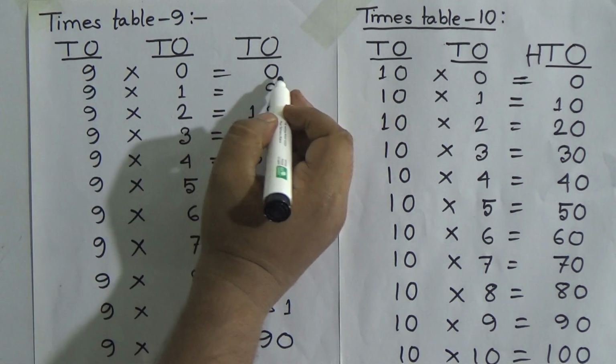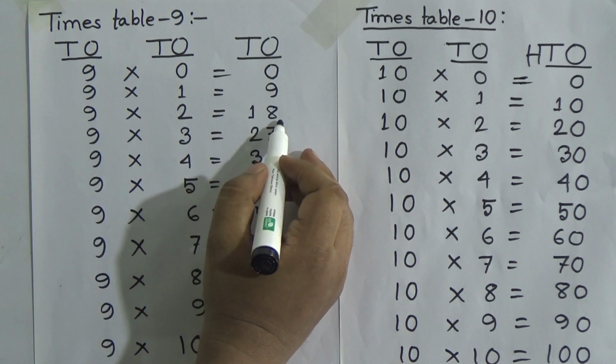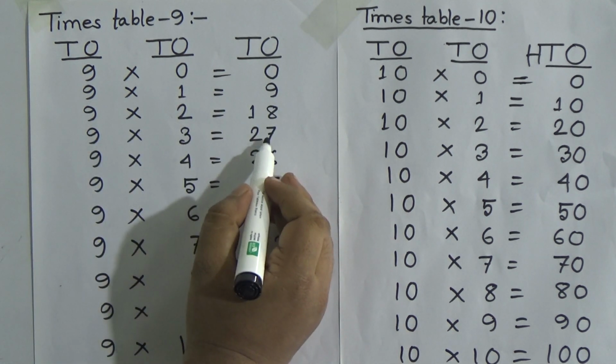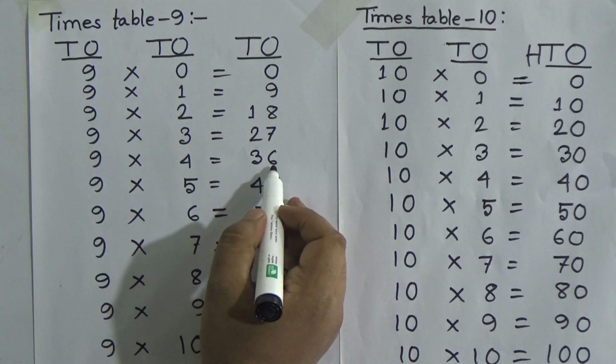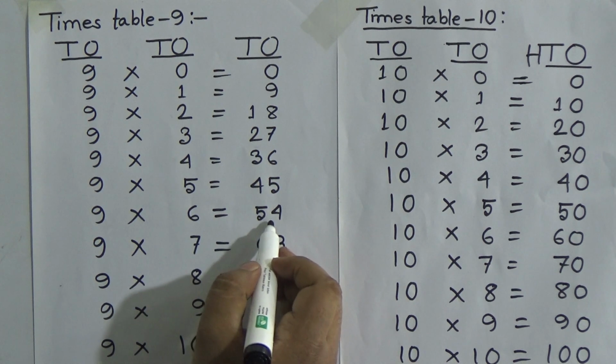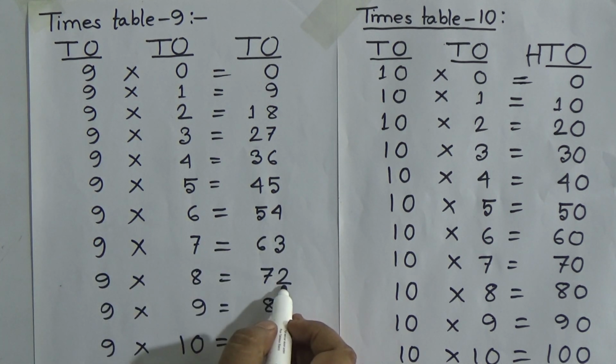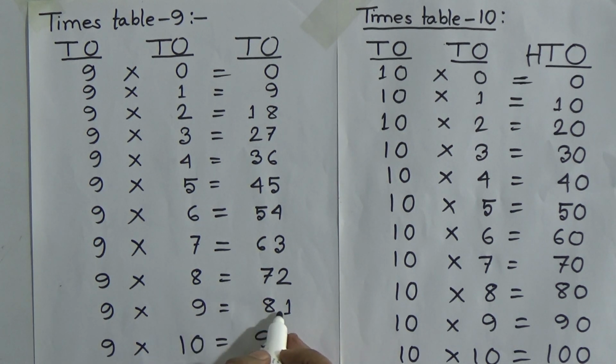9 0 jar 0, 9 1 jar 9, 9 2 jar 18, 9 3 jar 27, 9 4 jar 36, 9 5 jar 45, 9 6 jar 54, 9 7 jar 63, 9 8 jar 72, 9 9 jar 81, 9 10 jar 90. So my dear students, our times table 9 is done.